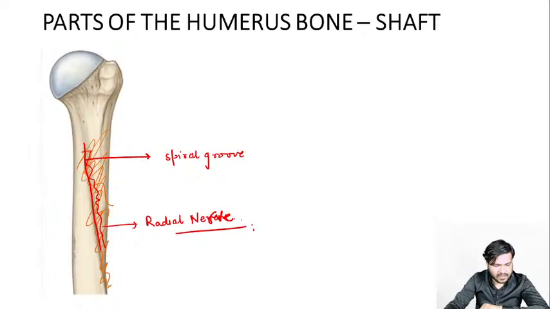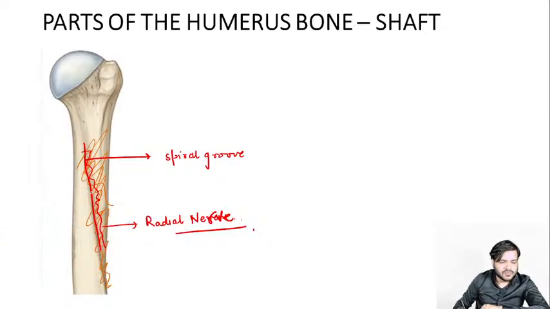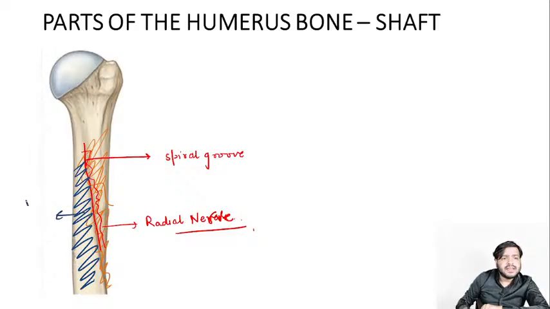Siddhi, very good, guys. Apart from that, now I'm going to tell you one more muscle that is just present beneath this spiral groove. Basically a muscle arises that is called the medial head of the triceps. Medial head of the triceps.